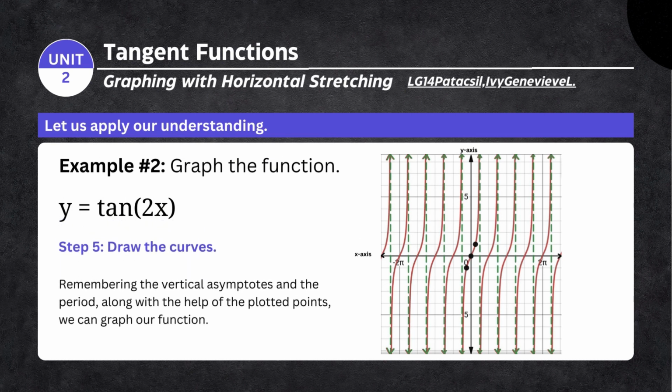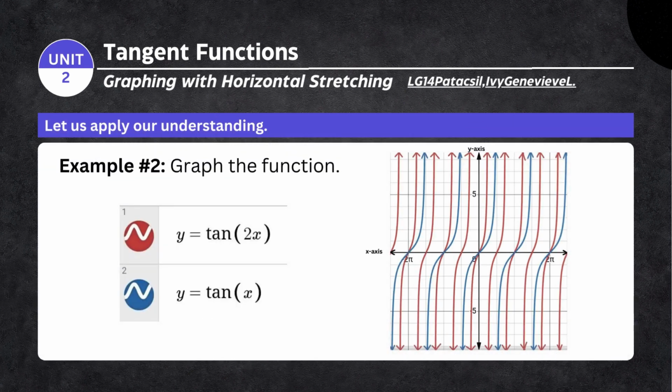We can now draw the curves of the graph, keeping in mind the vertical asymptotes, period, domain and range, and plotted points. The red curves make up the graph of our given function, while the blue lines are y equals tangent of x. As pi is only divided by 1, the period is longer compared to the half of pi of y equals tangent of x.